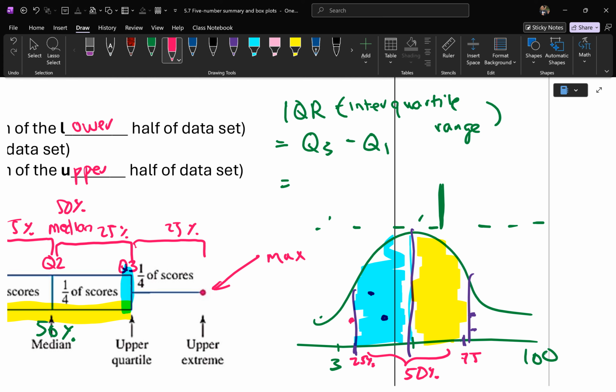But the middle 50% of people, that's the general population. That's a better data. That's what the IQR represents. And that's why we use that as a data to explore.